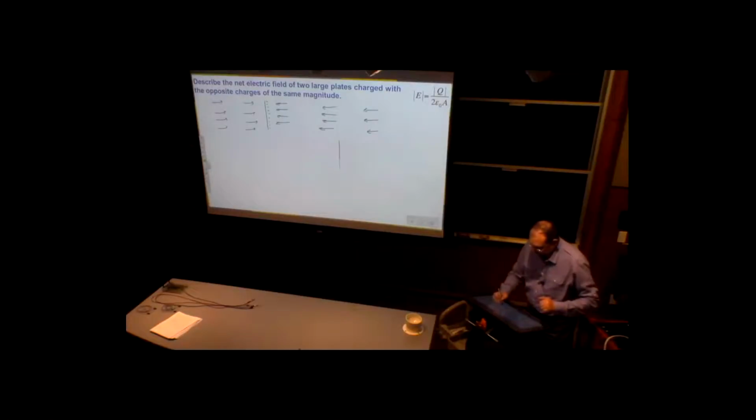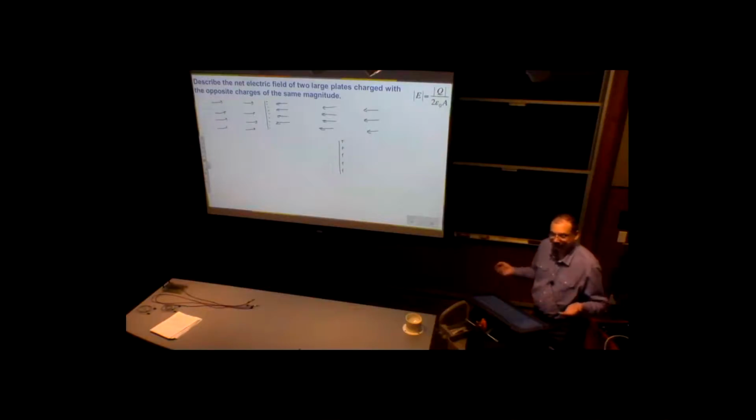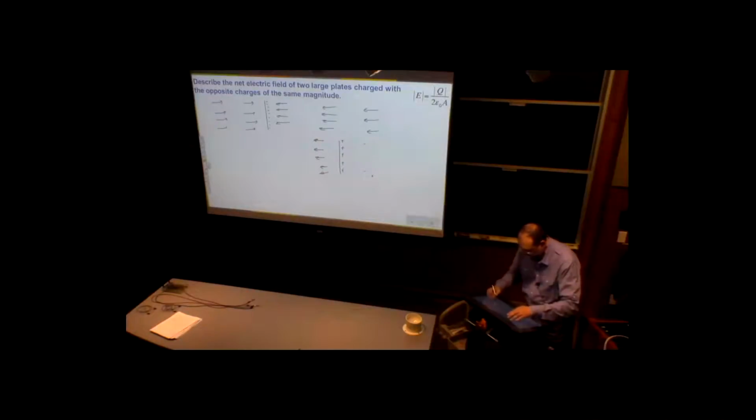Now we have a positively charged plate. What should I change? The direction. Well, since both plates in this example carry exactly the same charge, so for here, for there, both plates carry the same charge. Electric field strength is supposed to be the same.